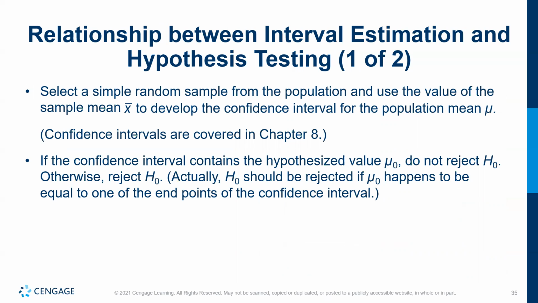Recognize now, since we've already been doing interval estimation, that if a confidence interval contains a hypothesized value, we do not reject it. Otherwise, we do reject it. So, the simple random sample from a population, I'm just going to read this to you so I don't confuse things more. Select a simple random sample from a population and use a value of the sample mean to develop a confidence interval for the population mean. This is what we've already done.